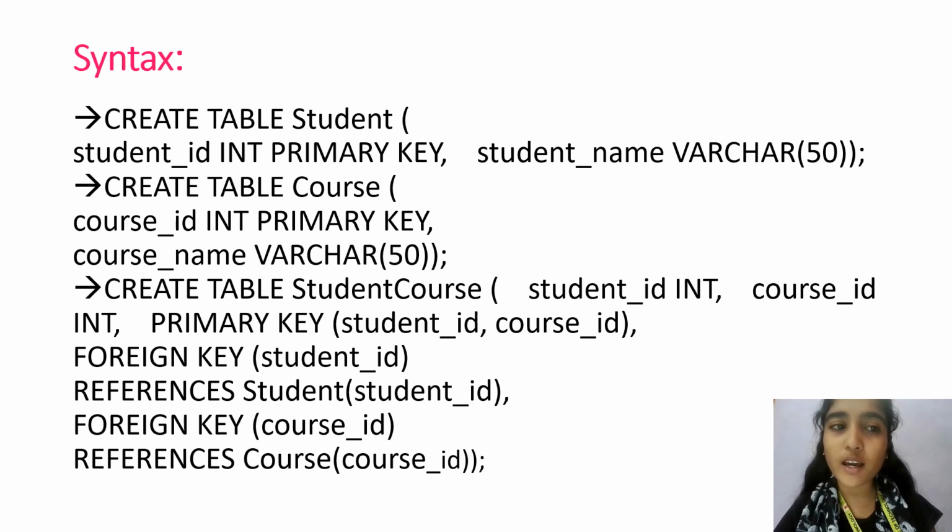Whereas in the previous cases we have taken two tables, in this many to many relationship we are considering three tables. Create table student, student ID primary key, student name, and create table course, course ID primary key, course name varchar, and create table student course, student ID int, course ID int, primary key student ID, course ID. Foreign key will be student ID, references student, student ID. Foreign key will be course ID, references course ID. So we have three tables here.